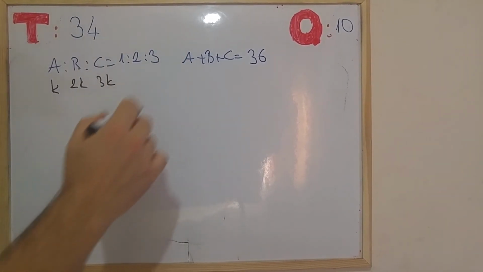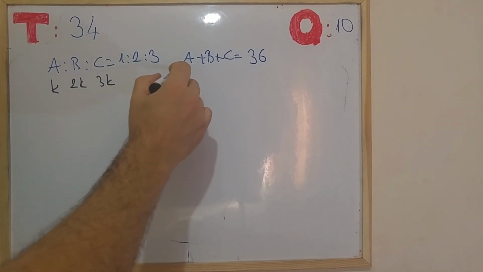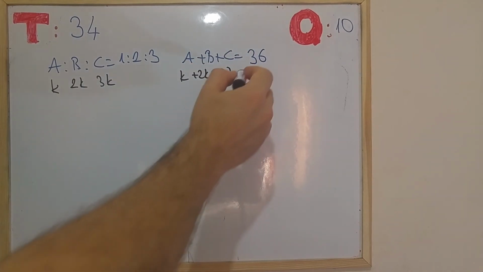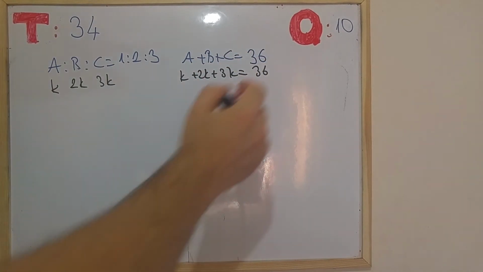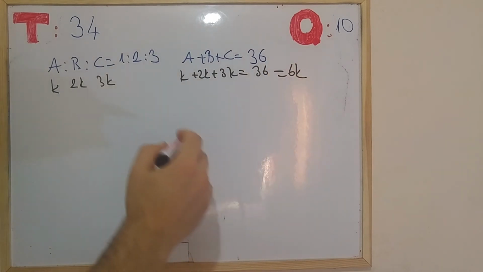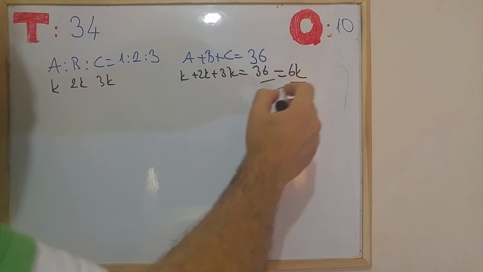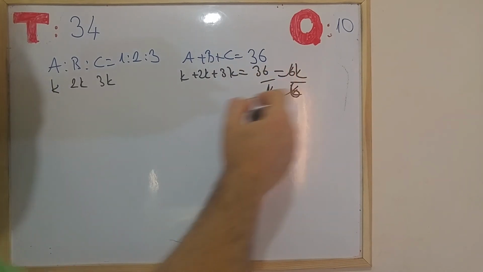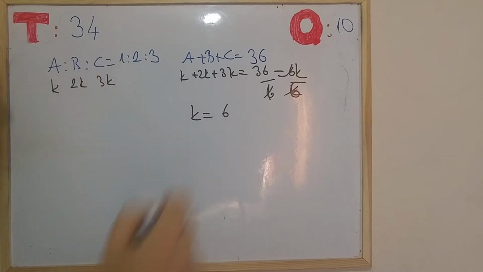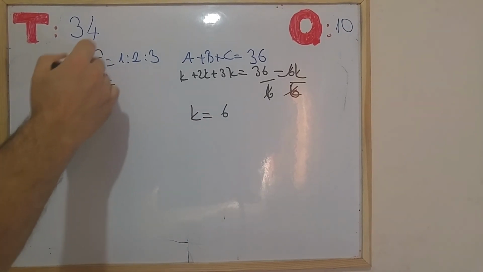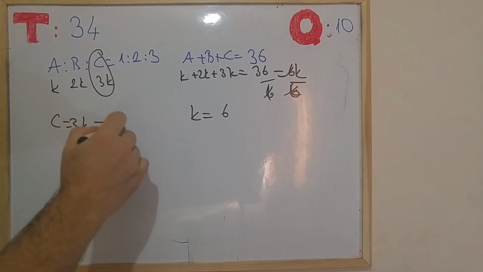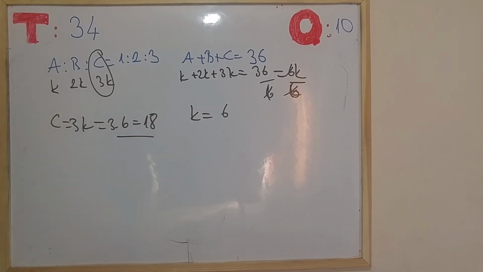Which means that a plus b plus c is equal to 36, means that k plus 2k plus 3k is equal to 36, which is equal to 6k. So I can find k by dividing each side by 6. k is equal to 6. So the multiplier, the coefficient, is 6. So the age of the oldest brother is equal to 3k, so it is equal to 3 times 6, which is equal to 18.